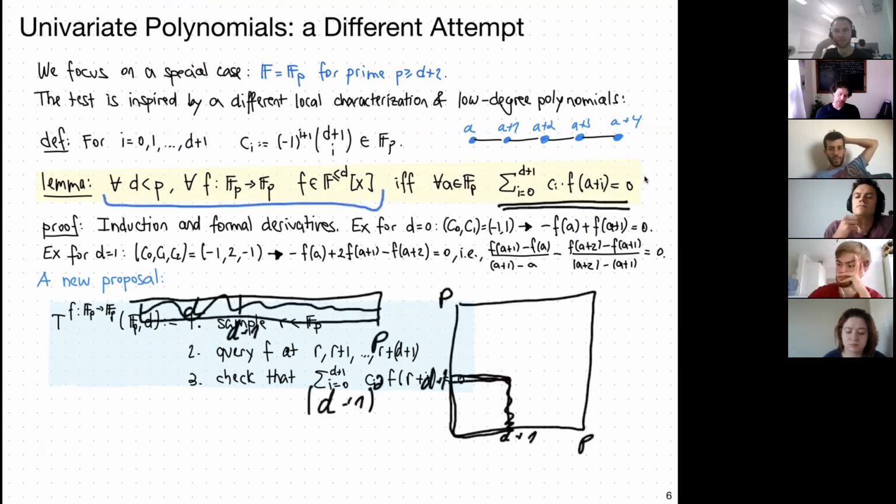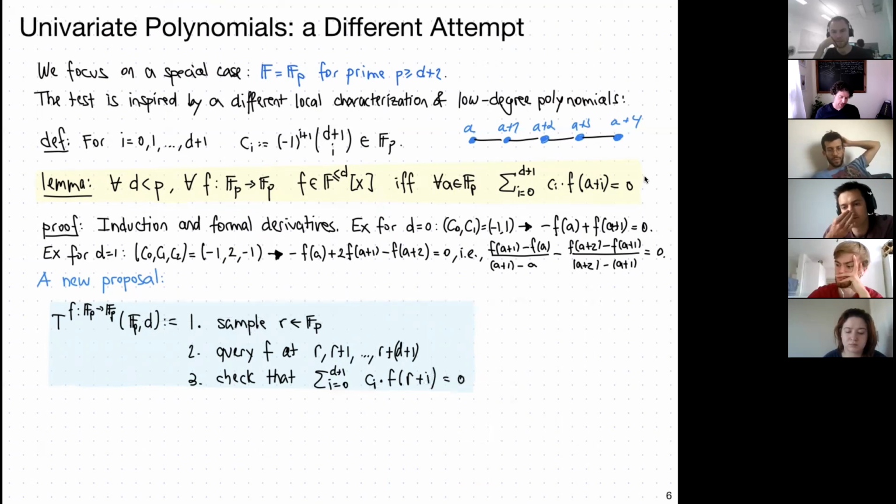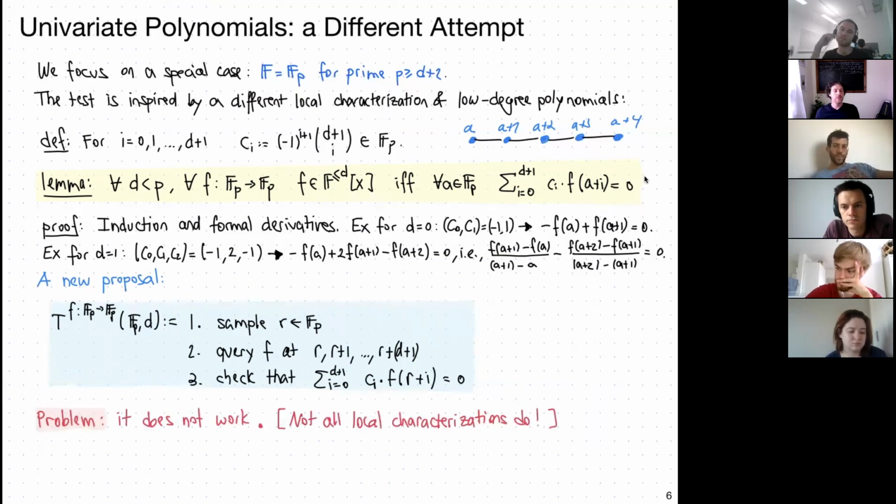Okay, so we'll take some random point r, and then we'll take f and query it at consecutive points: f at r plus 1, f at r plus 2, f at r plus 3, until f at r plus d plus 1. And we'll check whether this condition that we showed in the lemma holds or not. This couldn't be more analogous to what we've done, and this is a beautiful proposal. There's only one tiny problem with it, which is that it doesn't work.